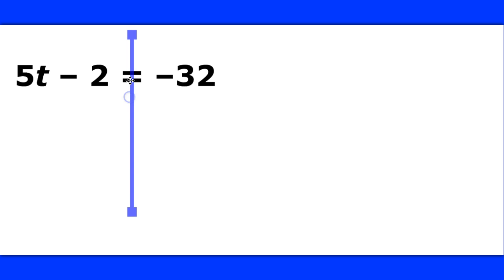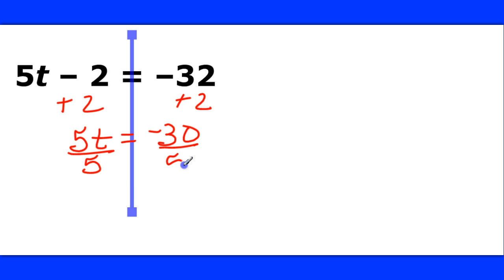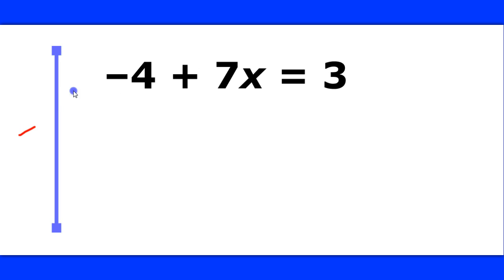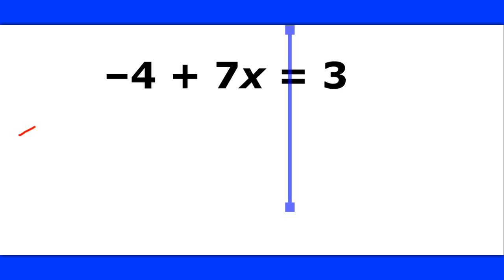Okay, pause the video again. Add 2 to both sides. That gives you 5T is equal to negative 30. Be careful with your signs. Then divide both sides by 5. T is equal to negative 6. Check your answer. Make sure that it's right. Oops. Okay, there's my wall.